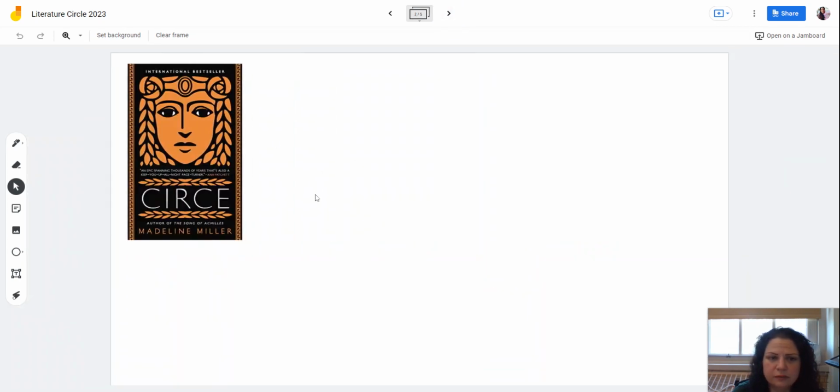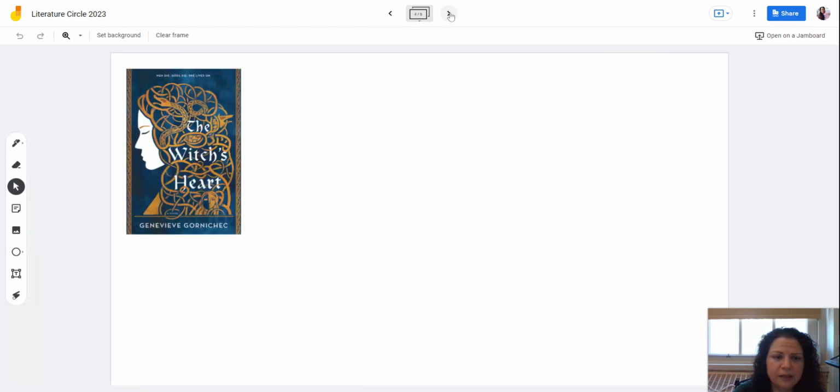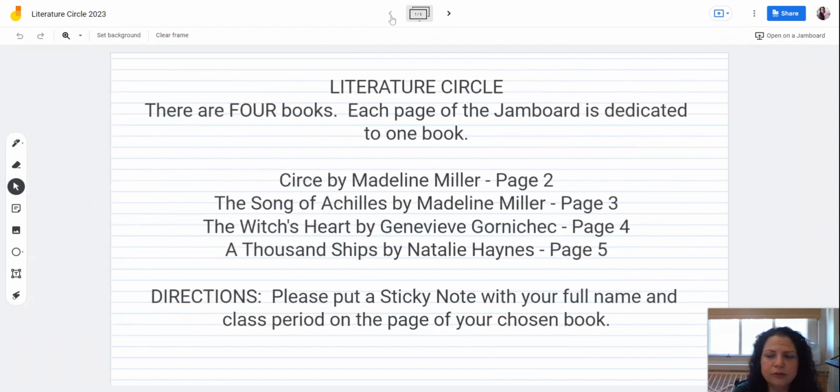Whatever book you choose, you could use this Jamboard and put a post-it with your name and your class period. The objective here is to find other people who are also reading the book and partner you up. It's okay if you are in different class periods, there's no problem with that. And I'm going to even speak to other senior teachers to see if they might want to join in on this.